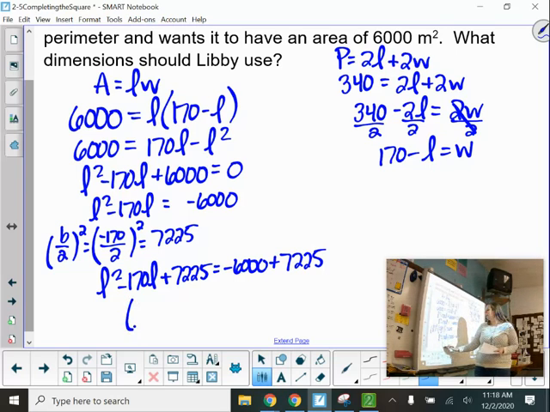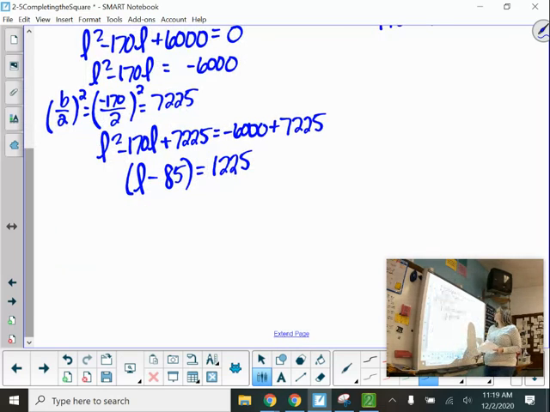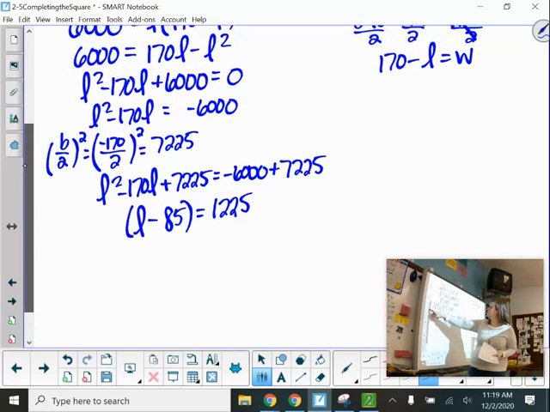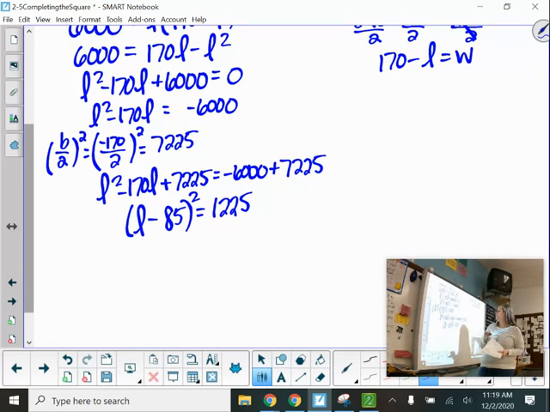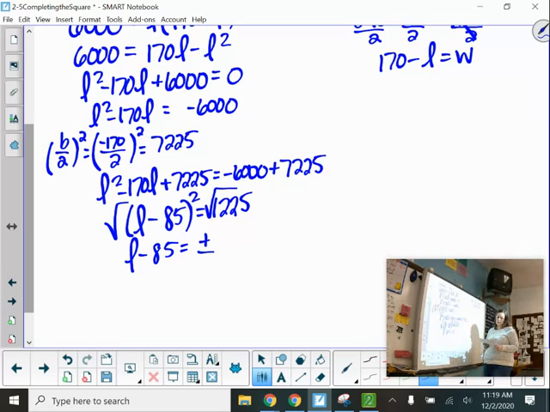Factor the left-hand side. Notice this is going to be an L minus, and the square root of 7,225, as I said, was 85. And then this is going to be 1,225. So I'm going to extend my page here so I have more space. I forgot my square. Take the square root of both sides. Plus or minus, the square root of 1,225 is 35. And then you would add the 85.